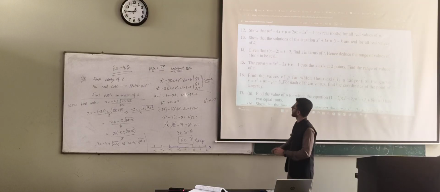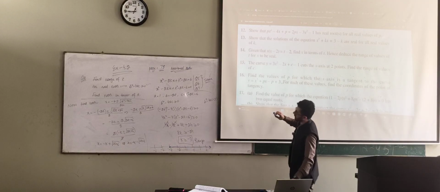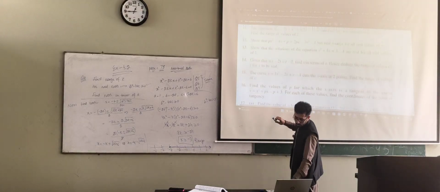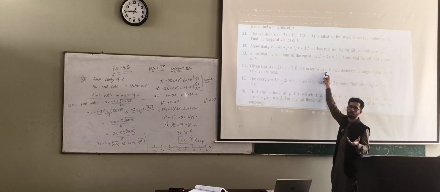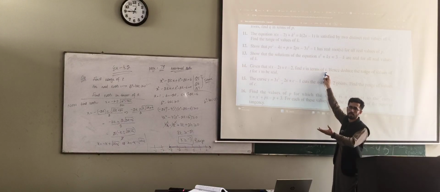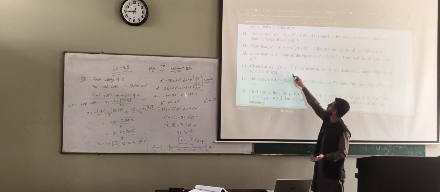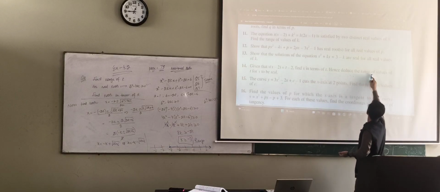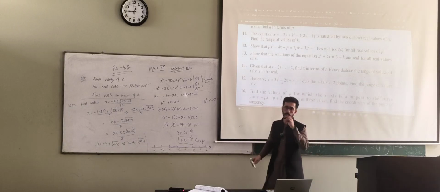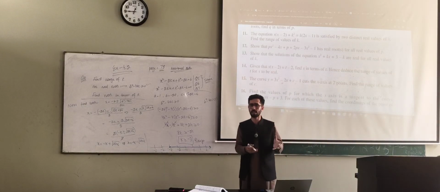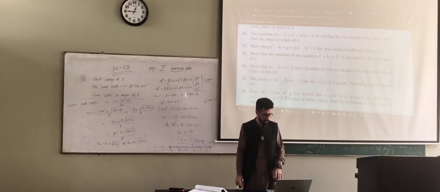Question 14 says that given that x times (x minus 2) equals t minus 2, find x in terms of t. So you need to find the roots, use the quadratic formula, find the answers in terms of t, hence deduce the range of values of t for x to be real. Then use the condition of discriminant bigger than or equal to 0 and find the values of t.